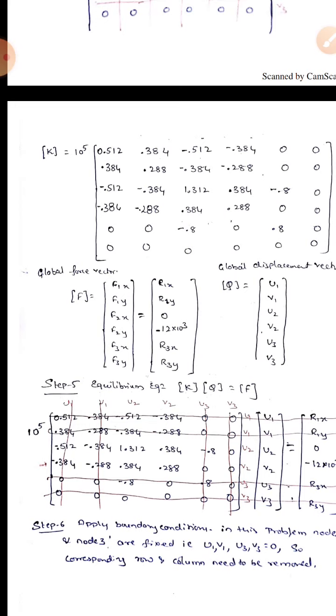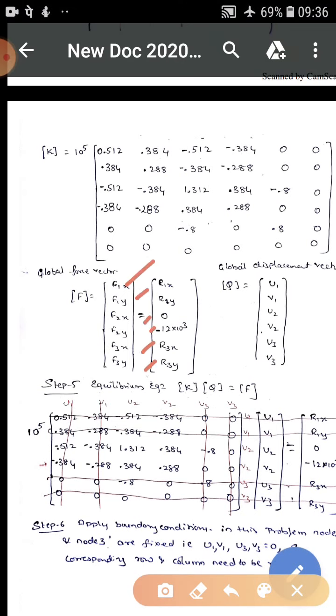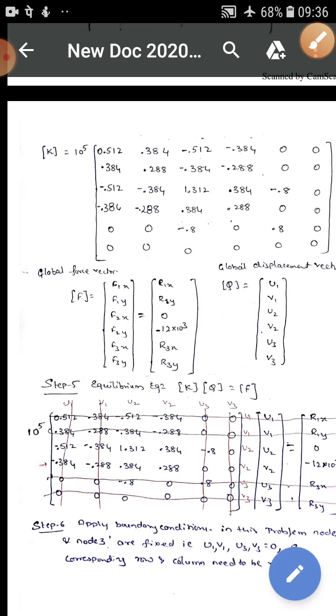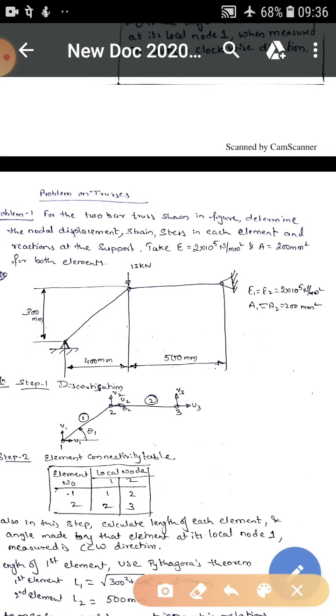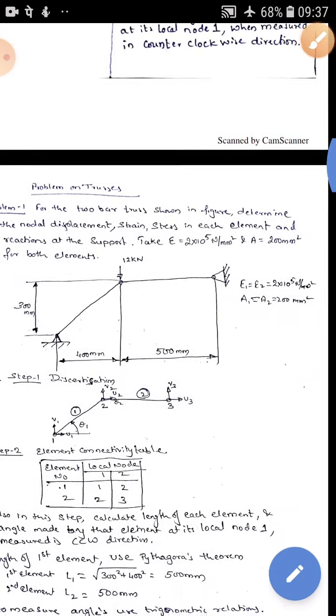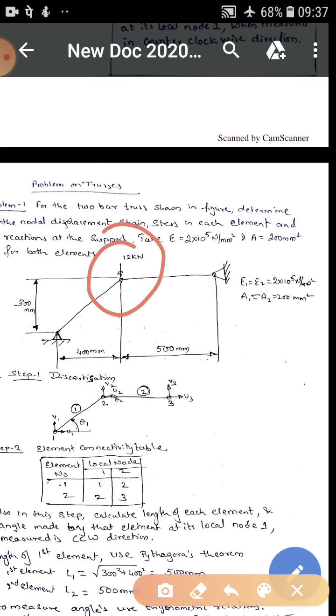After writing the global stiffness matrix, the global force vector F has to be written, as we discussed earlier. F is the force vector F1x, F1y, F2x, F2y, F3x, F3y: force at node 1 in x direction, force at node 1 in y direction, and so on. Looking at my problem, force at node 1 in x and y directions is 0. Force at node 2 in x direction is 0, whereas in y direction there is 12 kilonewton, but it is downward, so you write minus 12 kilonewton. Force at node 3 in x and y directions is 0. But node 1 and node 3 are fixed, so reactions are generated. At node 1 there are r1x and r1y.